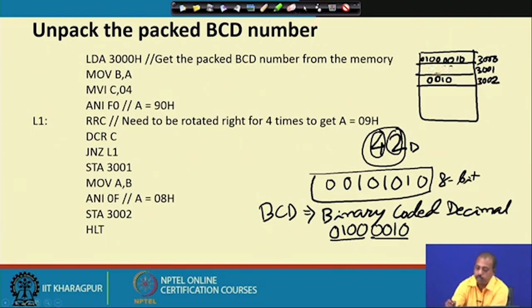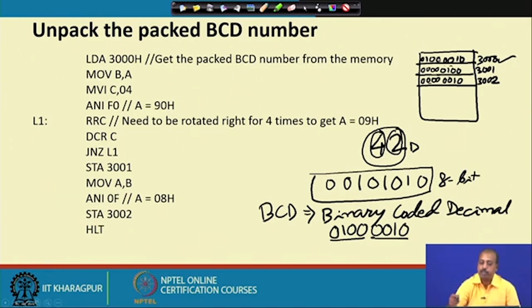So, the actual number that is stored is 0000 0100. Similarly, at the next location the actual number that is stored is 0000 0010. So, this is the thing that we want. I have at location 3000 the number like this, and I want to convert it into 2 digits separately and store them in an unpacked form.